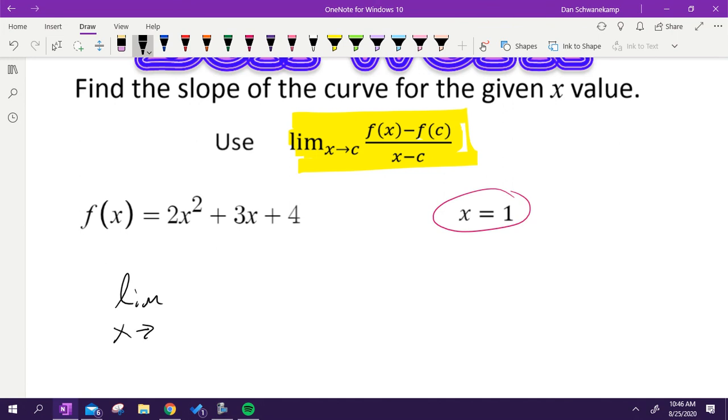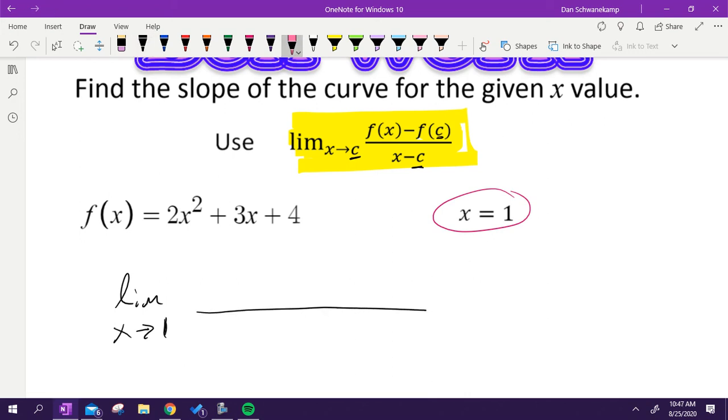What is c going to be here? It's 1. Remember when we're doing this method, it's wherever you're trying to find the slope at. This is not going to give me an equation in the end. It's going to give me a number. Okay? It only is going to work for this problem when x is equal to 1. So we're plugging a 1 right in here for c. So everywhere I got a c in this problem, I'm plugging in a 1.